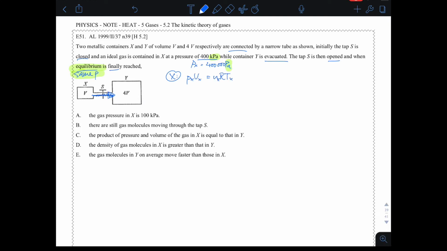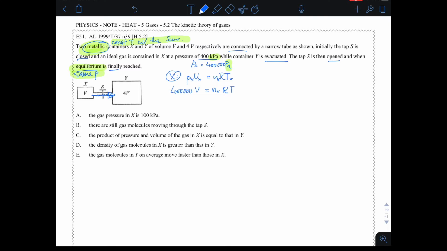PxVx equals nRTx here. So when we put in all the numbers, this is V equals Nx and then RT. Here we have to assume that this is a constant temperature, because we have a metallic container, so it will always be the same temperature as the surrounding because it is metallic, not insulated. So this metallic container helps us think of this as a constant temperature with the surrounding for the whole process.